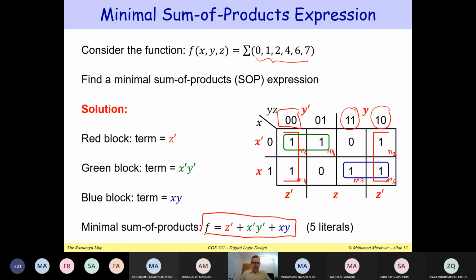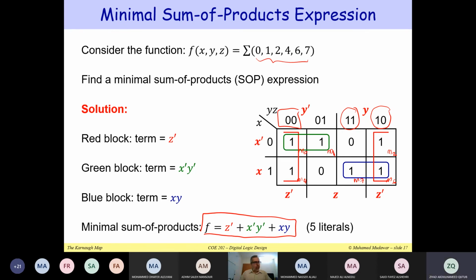Ziad, you have a question? Yes, Doctor. Can't we combine M1 with M7? They both have Z. You cannot combine them if they differ by 2. So you can see that you cannot. M1 and M7 are not adjacent.